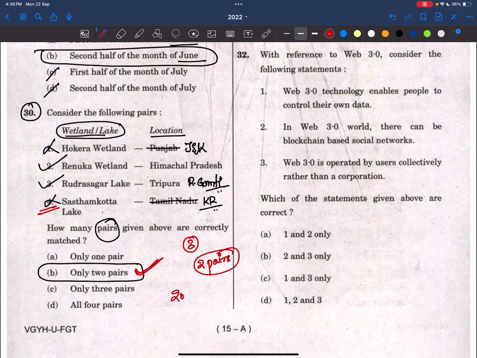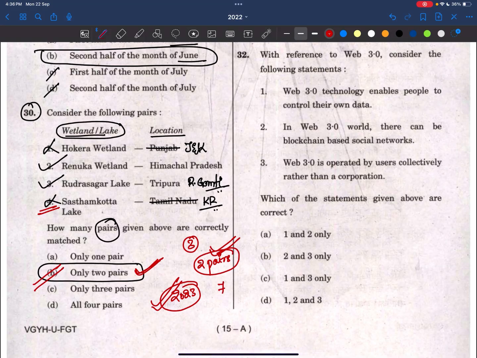In 2023, if I had known this logic, that means if I had solved PYQs and analyzed them, I would have known that if 4 pairs are given, usually 2 pairs will be right, and if 3 pairs are given, usually 2 pairs will be right. Even if we attempt all these questions, we will be in the positive only. Few negative marks will come, but ultimately we will get positive marks.